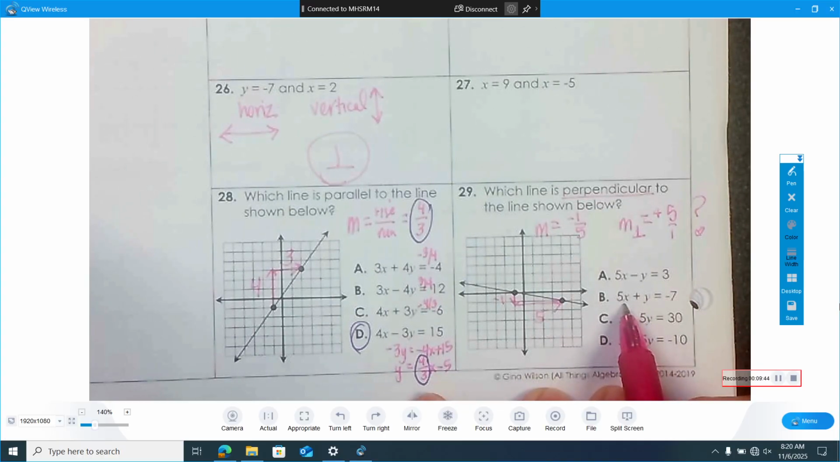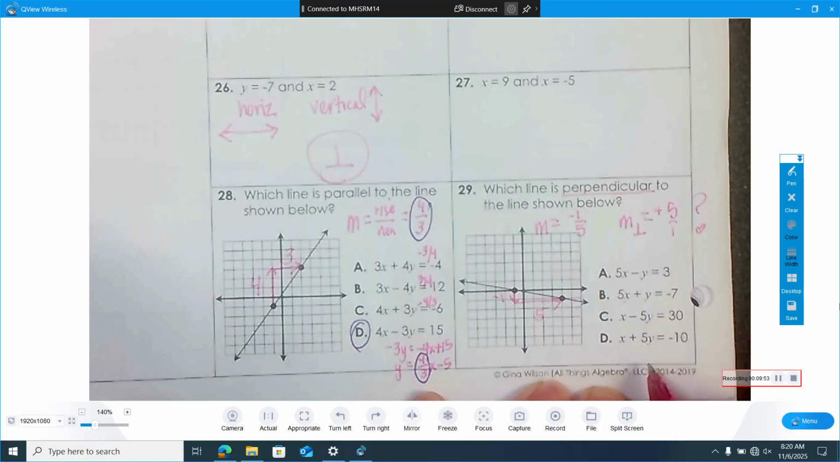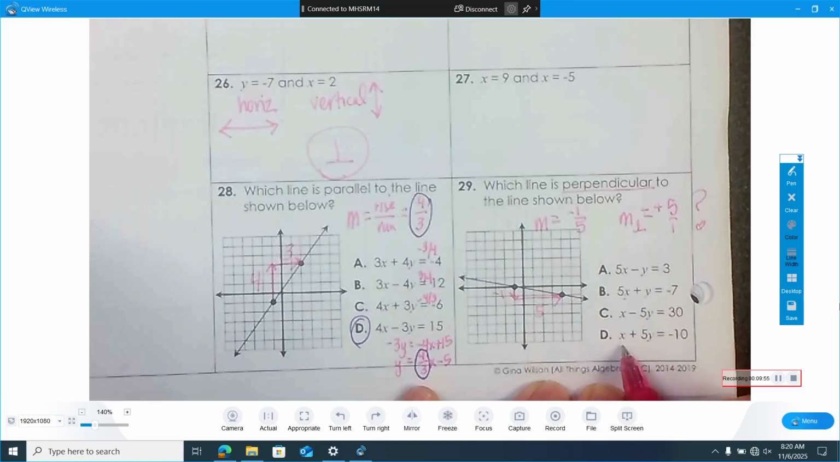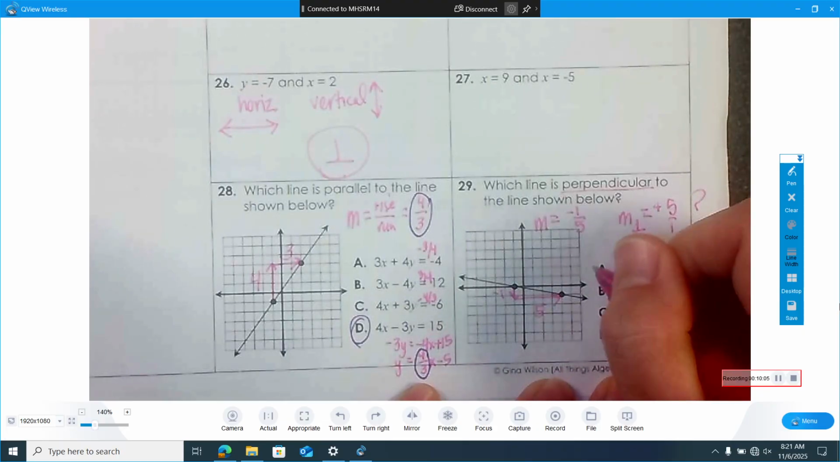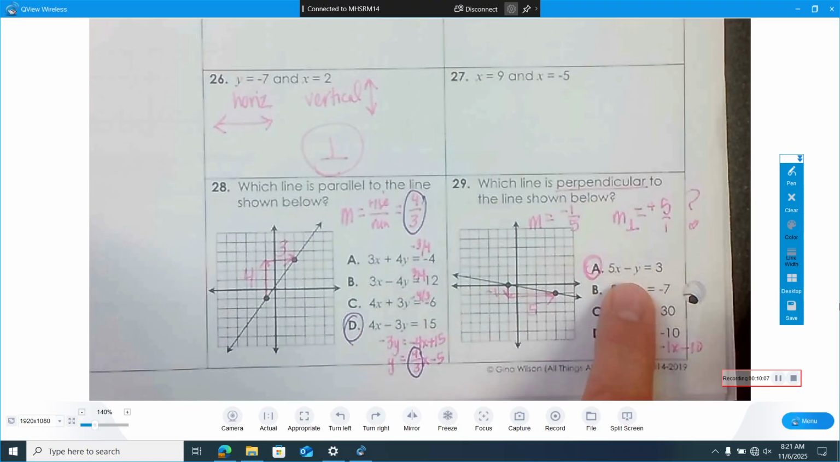B, if we subtract the 5x, it becomes negative. I got it. Yeah, what you got? And D. You think? Yep. On D, if I subtract the x, it becomes a negative 1x minus 10, and then you would divide by, that is parallel. It's A. A is the correct one there.